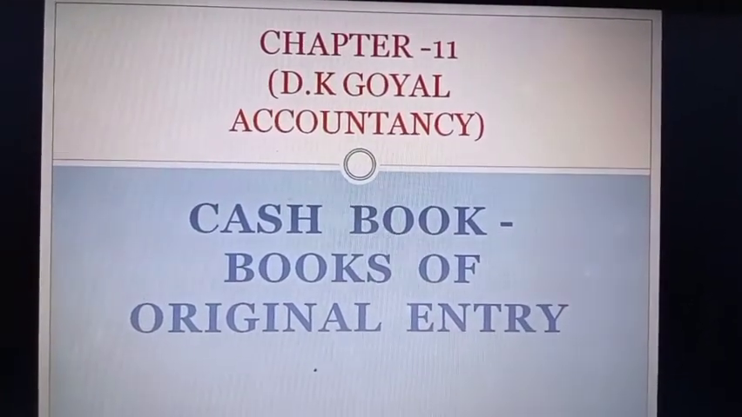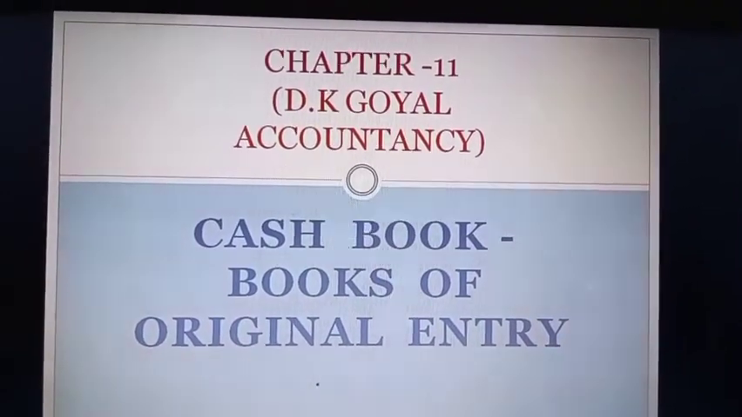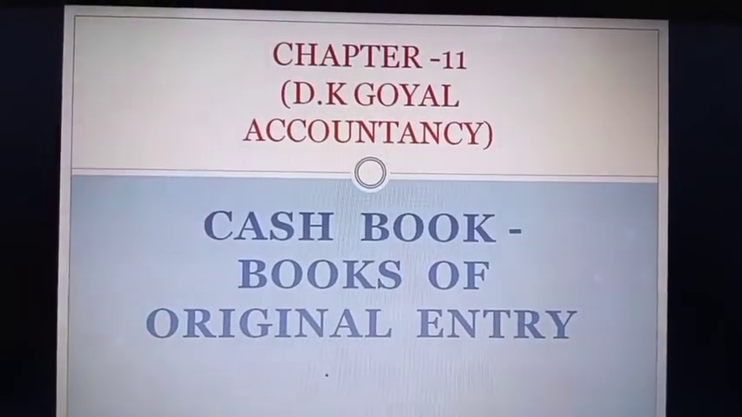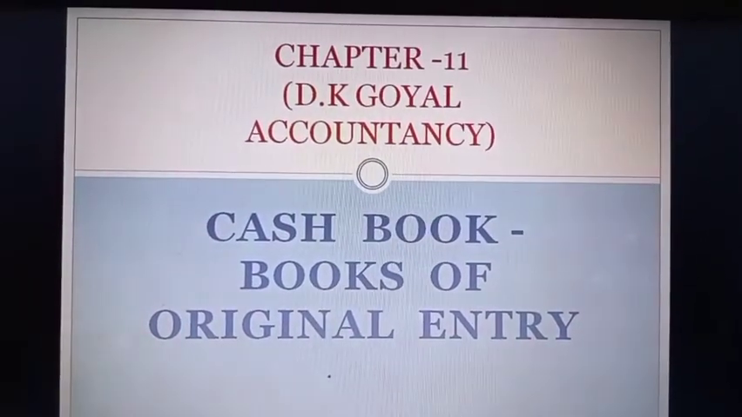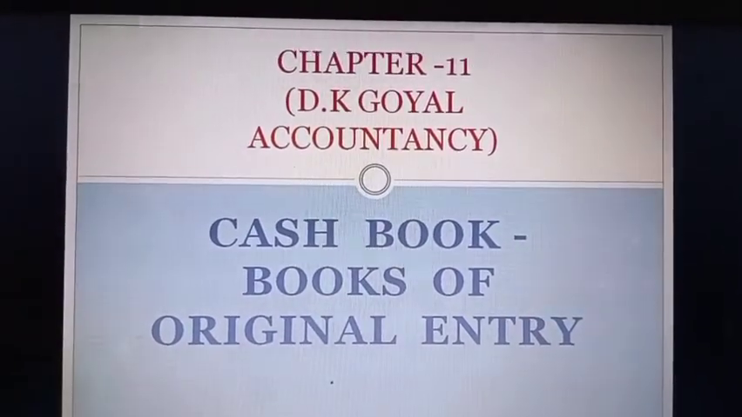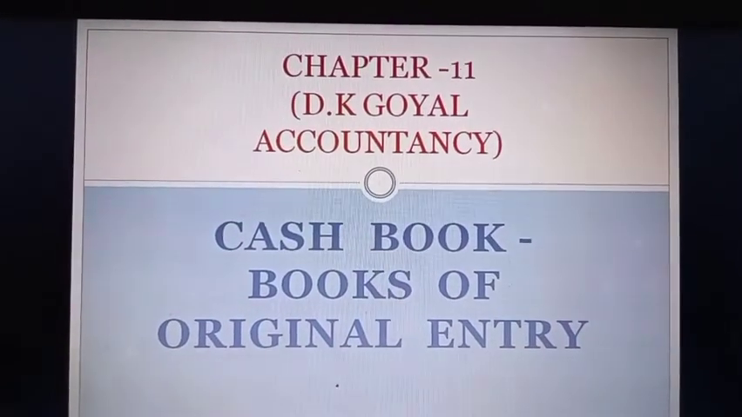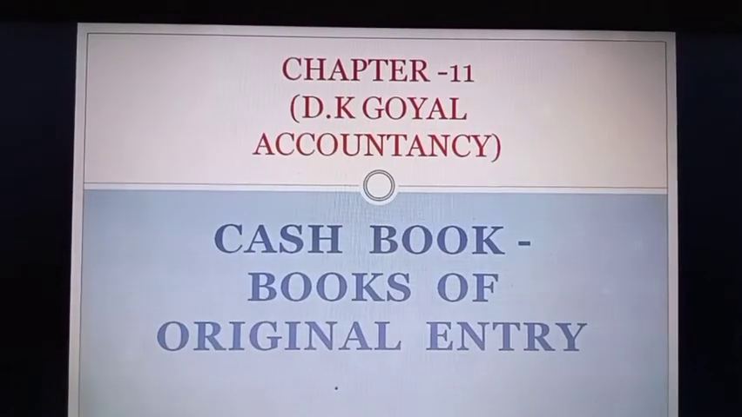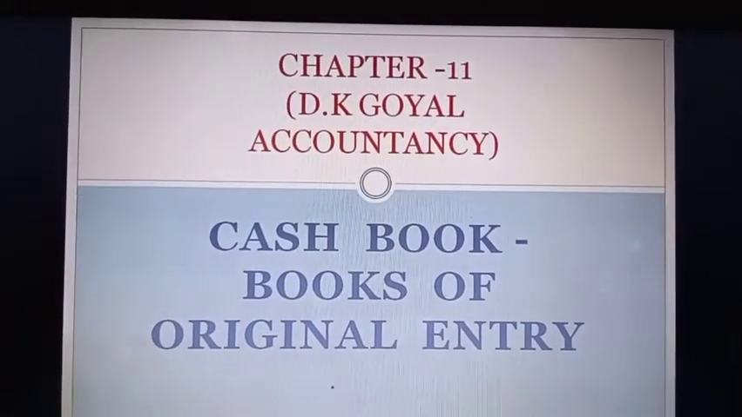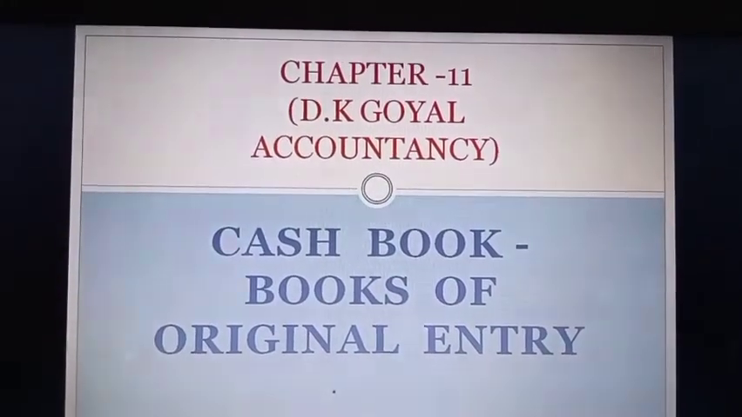Now cash book is also known as books of original entry. Why? Because we can record the cash transactions first of all in cash book, instead of recording them in journal. We can directly record those transactions in cash book. Remember, cash book will be recording only the cash transactions, that is cash sales and cash purchase. The credit sales and credit purchase will be recorded in the purchase book and sales book.